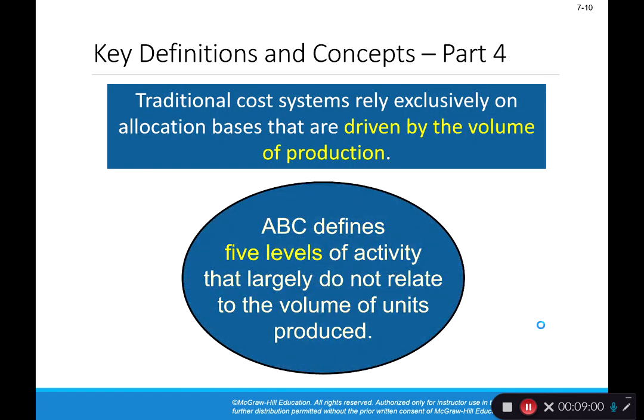Traditional cost systems rely exclusively on allocation bases that are driven by volume. Think about it. Machine hours, direct labor hours, and direct labor costs are all driven by volume. The more the company produces, the more of those allocation bases the company is going to consume. ABC defines 5 different types of activity levels, and mostly they don't relate to the volume of the units that are produced.